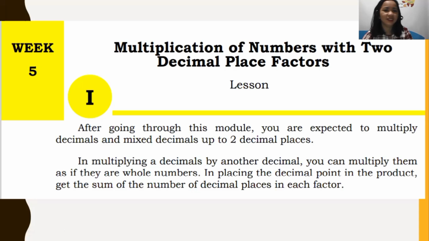In this lesson, after going through this module, you are expected to multiply decimals and mixed decimals, and solve decimal phrases. In multiplying decimals by other decimals, you can multiply them as if they are whole numbers. In placing the decimal point in the product, get the sum of the number of decimal places in each factor. So for you to understand this better, I'm going to discuss and give you examples on how to multiply numbers with 2 decimal place factors.